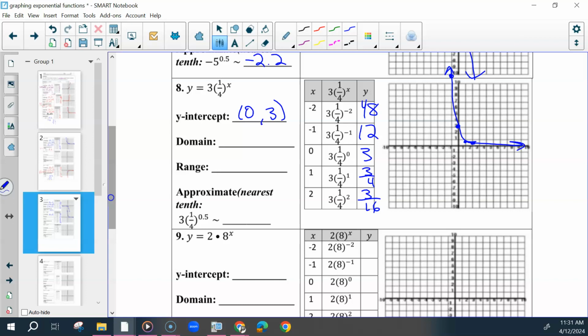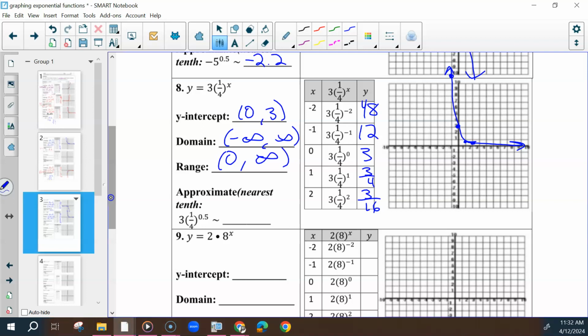Mine looks like it's running into the x-axis, but it's just getting close to it. Did the domain change? No. It's the same: negative infinity to infinity. What about the range? Yes, it changed from the last problem, but it's still one of the ones we've done. What is the lowest? 0. And highest? Infinity.